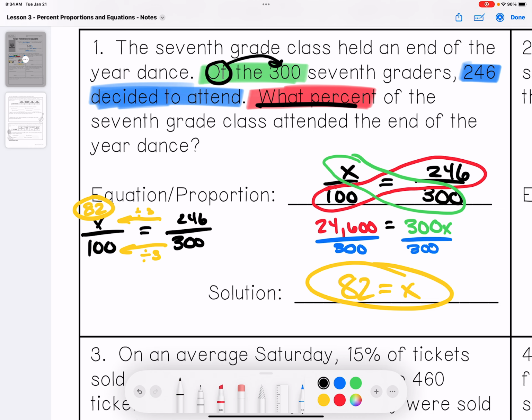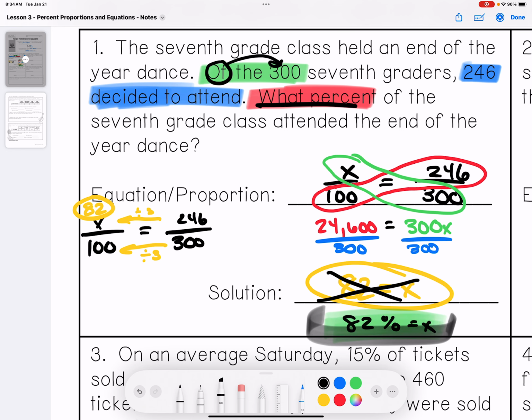Now, the answer is not just 82 equals x. The answer is 82% equals x. Why is it percent? Because that's what they ask us for, the percent. So the answer is 82% equals x.